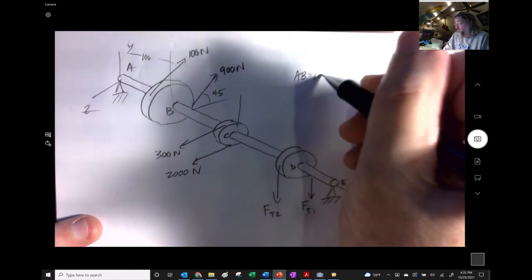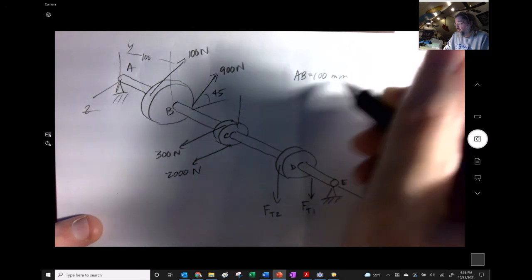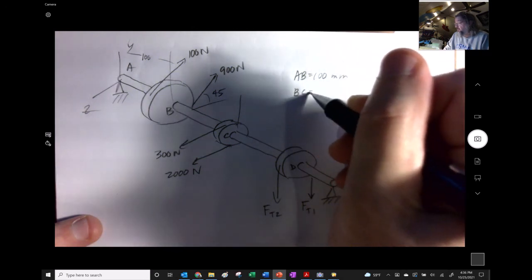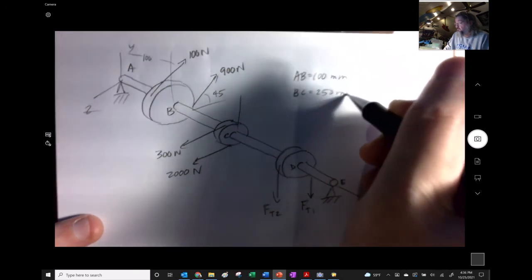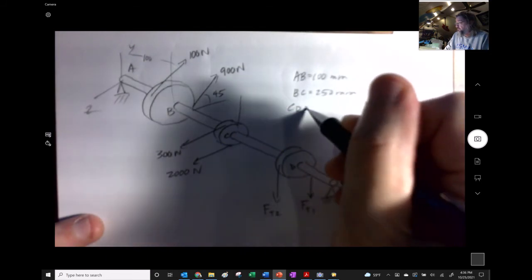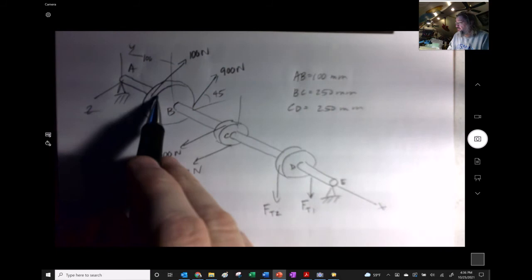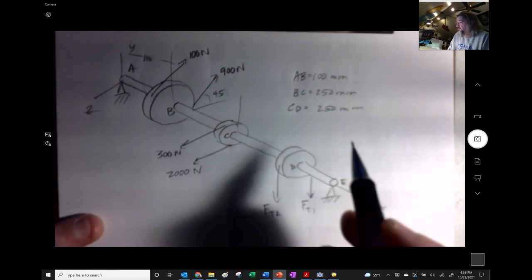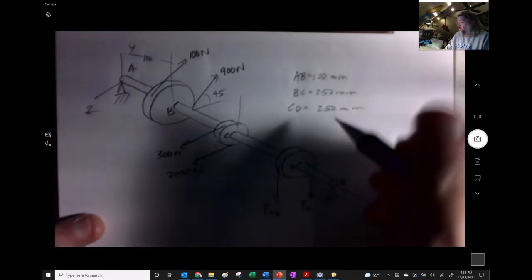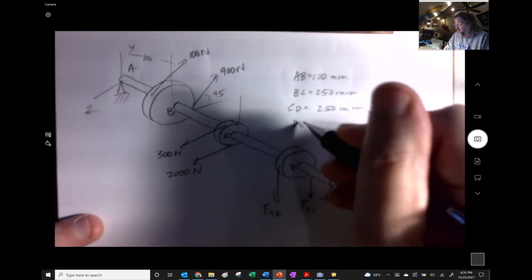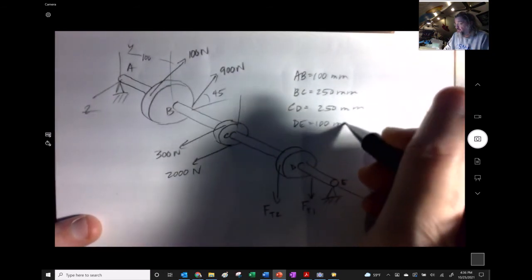AB was 100 millimeters. BC is 250 millimeters. CD is 250 millimeters. All right, so I guess that's 100 there, 250, 250. And then right here, oh, it's symmetric. Look at that, DE, 100 millimeters.